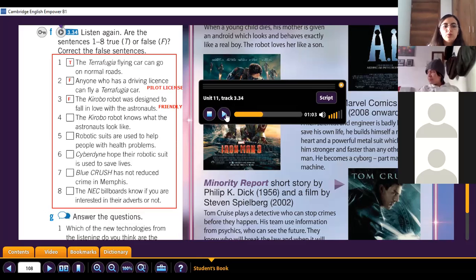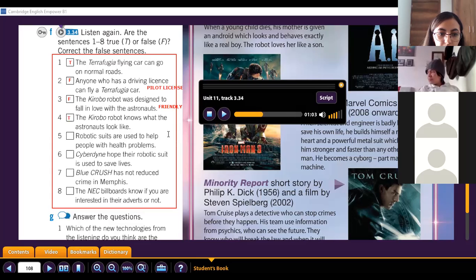So, number 4, is it true or false? True. True, right? He knows what the astronauts look like. Sabe cómo son los astronautas. Sabe su físico, es decir, sus características físicas. It was designed to recognize the astronauts. Let's go to number 5. So it says, robotic suits are used to help people with health problems.